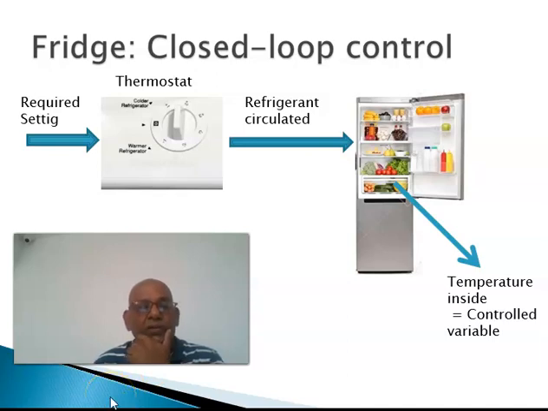We saw that there is a required temperature that depends on what we need from the refrigerator. We turn the knob on the thermostat to a particular location. Corresponding to that setting, a certain amount of refrigerant is circulated in the evaporator coils and through the entire circuit. Depending on that, you achieve a temperature inside the fridge, and this temperature inside the fridge is what we call the controlled variable.